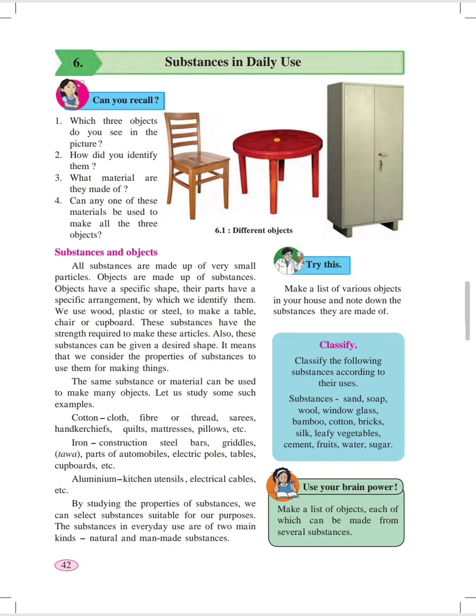Good morning, children. Let's continue the lesson Substances in Daily Use. In the previous few classes, we have covered the first half of this lesson. We have already studied substances and objects, natural substances and man-made substances, reversible and irreversible changes, vulcanization of rubber, that is production of substance, and manufacturing of paper, how paper is made.